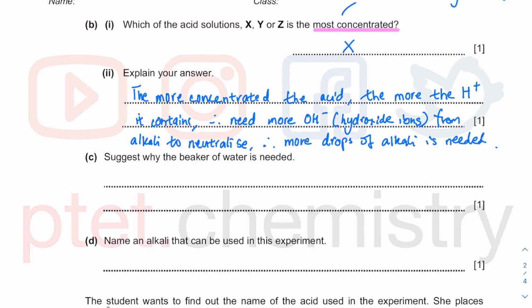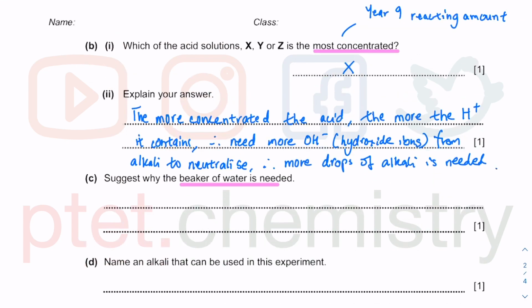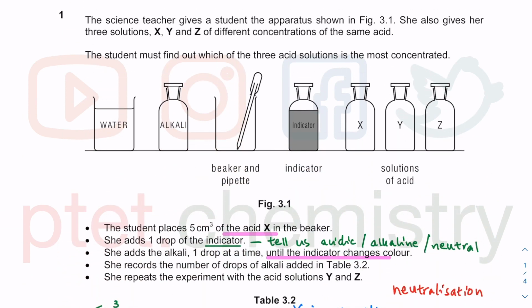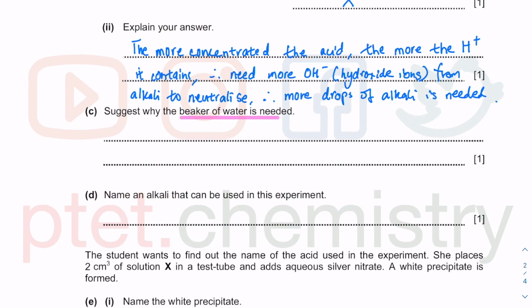Okay, the next question suggests why the beaker of water is needed. As you do one experiment and then the next, you repeat the experiment with Y and Z. Y and Z are different acids, so you're using just one pipette, and therefore you have to wash the pipette with a little bit of water before you do the next acid, otherwise it won't be accurate. This is to help rinse out the pipette, the dropping pipette actually.